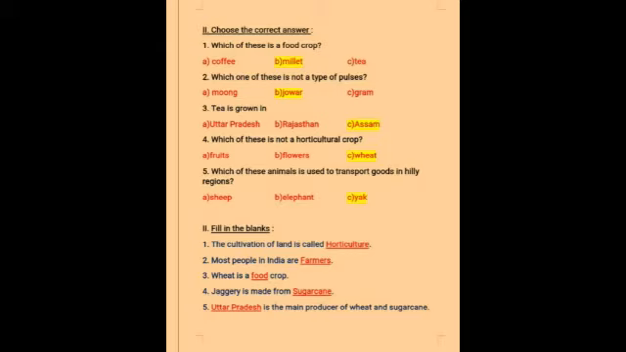Next one, most people in India are Dash. They are farmers. Third one, wheat is a Dash crop. Wheat is a food crop. Next question, jaggery is made from Dash. Jaggery is made from sugarcane. Fifth one, Dash is the main producer of wheat and sugarcane. That is Uttar Pradesh.